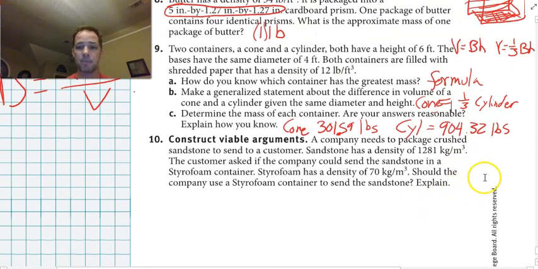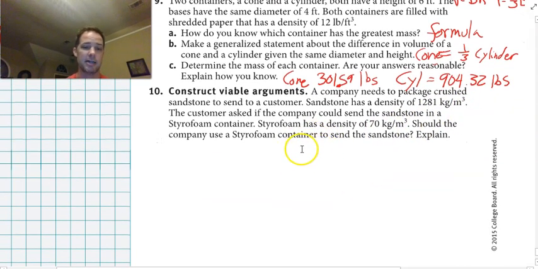Number 10 is kind of just to make your best judgment. If you have a really dense stone, would it make sense to package it in styrofoam? No, styrofoam is not going to hold super heavy stuff. So 1,281 kilograms per cubic meter is over a ton per cubic meter. There's no way styrofoam would hold that. So use common sense on number 10.